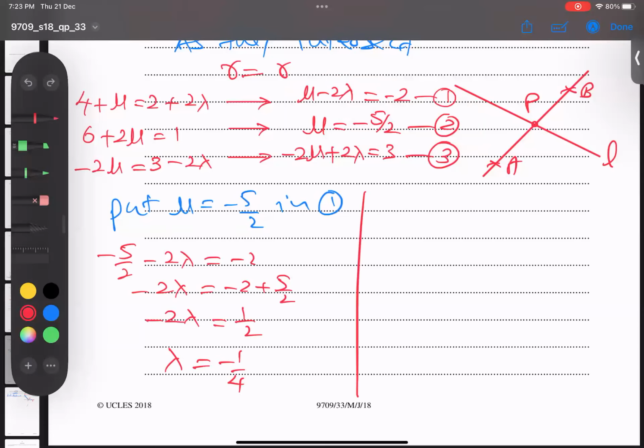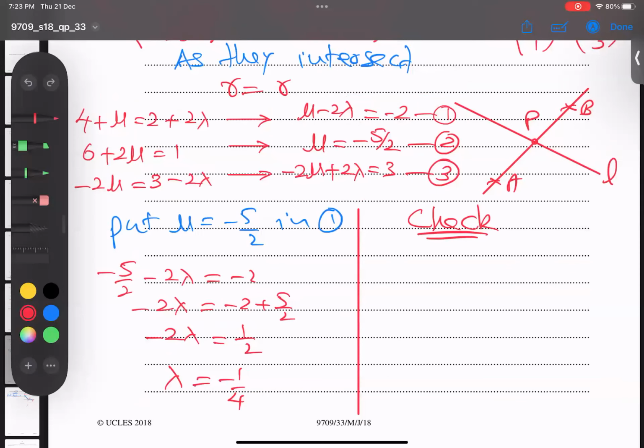So students, I used 1 and 2. I did not touch the third equation. Take that equation, equation number 3, and I will try it: negative 2 mu plus 2 lambda equal to 3. I will plug in both the lambda and mu values here. If the left and right sides match, it means they intersect. If they don't match, they don't intersect. So let's try. This value is coming here: negative 2 times negative 5 over 2. This lambda comes from here.